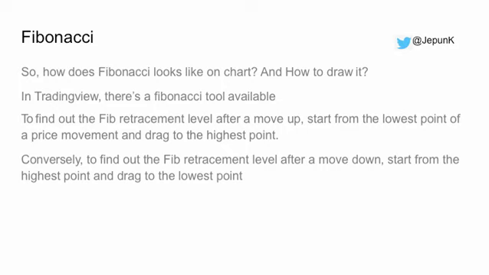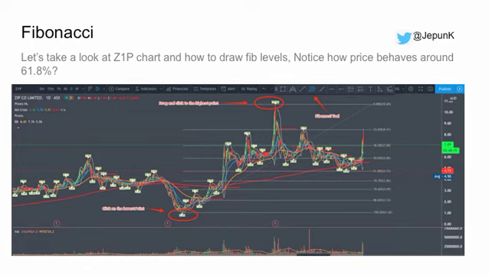So to find out the Fibonacci retracement level after a move up, start from the lowest point of a price movement and drag to the highest point. Conversely, to find out the Fibonacci retracement level after a move down, start from the highest point and drag it down to the lowest point. We're just going to show you an example here. So we're going to look at a Z1P chart, and these are real stocks which are on the ASX, of course, and how to draw these levels.